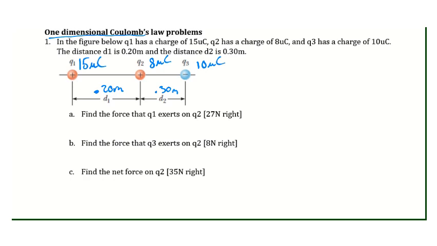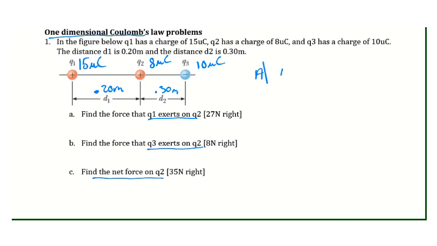In all these problems, you're typically going to be finding the net force on a single charge. So in this case, you can see in part C, our goal is to find the net force on charge 2. Part A is figuring out what charge 1 does to charge 2. Part B is figuring out what charge 3 does to charge 2. But in the end, all we really want to know is the net force on charge 2. So in order to do that, we actually have to complete 2 Coulomb's law problems. So we have to do part A.